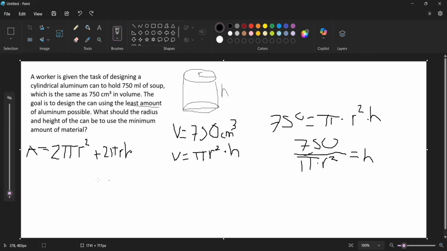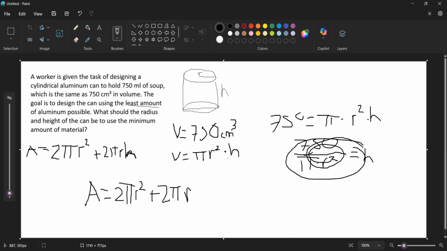Now, we're gonna arrange the equation in the following way. We have that A, which is the area of the material that we're gonna be using, equals, like here you can see, 2 times pi times radius squared plus 2 times pi radius. And then we're gonna substitute the h as in here because we already know that this is the same as h. We're gonna write the parentheses because it is multiplying. Then we write 750 over pi times radius squared.